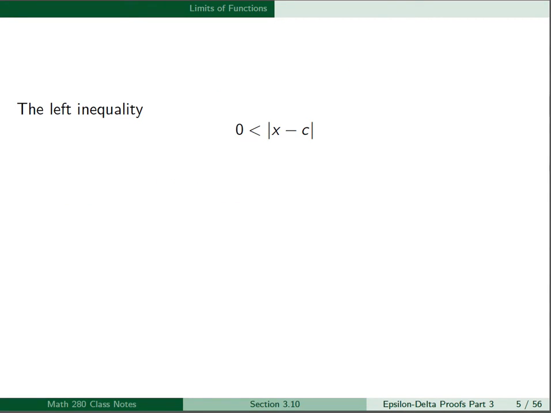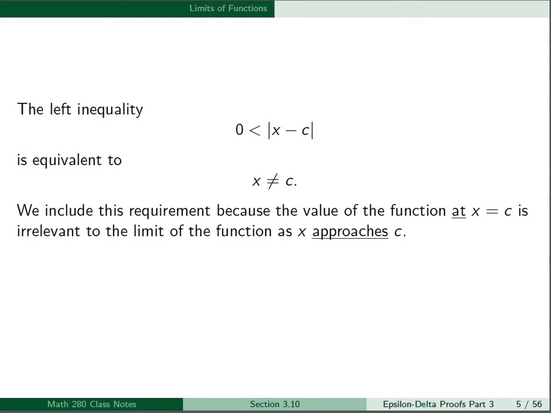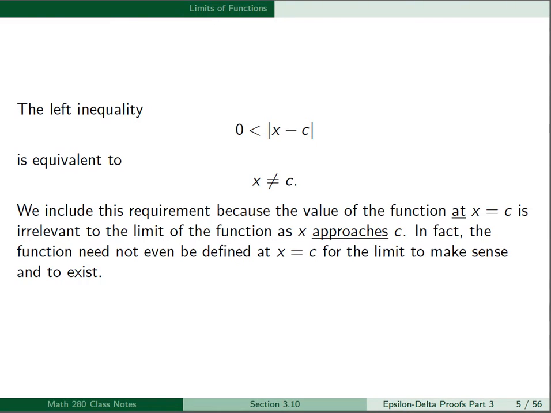The left inequality, 0 less than the absolute value of x minus c, is equivalent to saying x is not equal to c. We include this requirement because the value of the function at x equals c is irrelevant to the limit of the function as x approaches c. In fact, the function need not even be defined at x equals c for the limit to make sense and to exist.